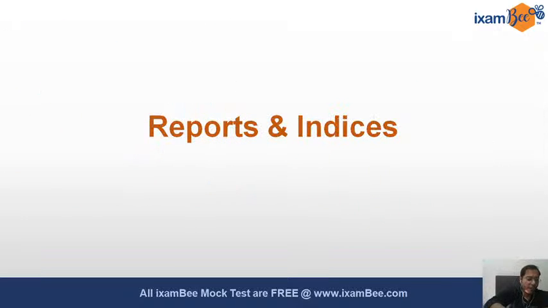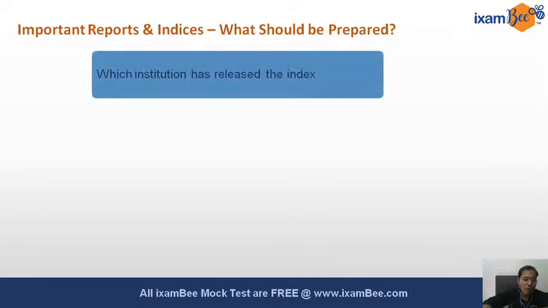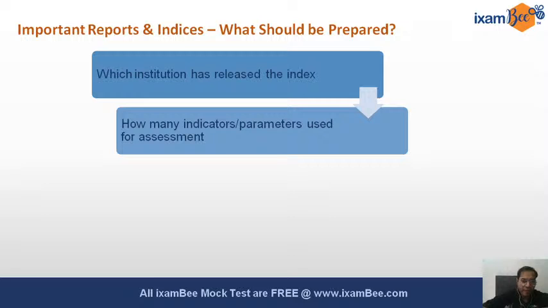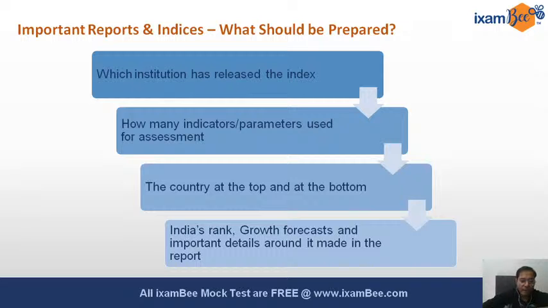So, coming to reports and indices. Again, the question is what should be prepared while preparing for reports and indices? First and foremost is which institution has released the index, and the static part going with it: where the institution is headquartered and who is the current president or chairman. How many indicators or parameters have been used for assessment or ranking of the countries in the report or index? Which country is at the top and the bottom, what is India's rank, and any growth forecast for India's economic growth, and important details around it made in the report.